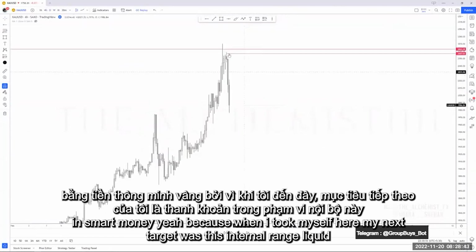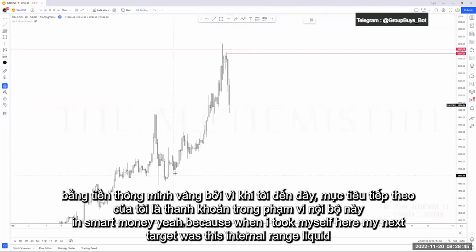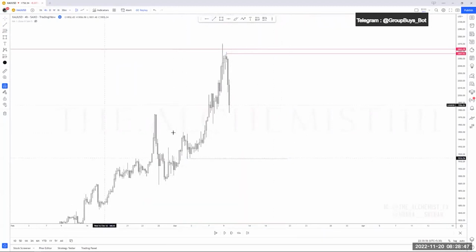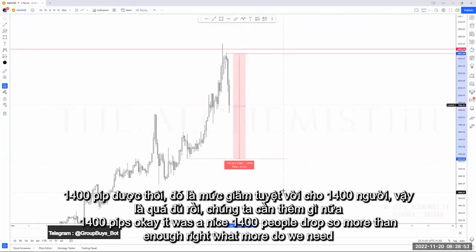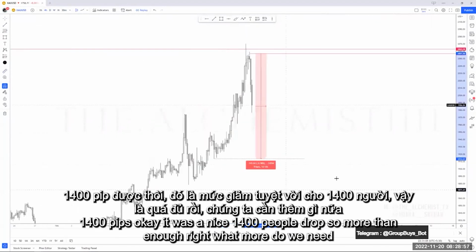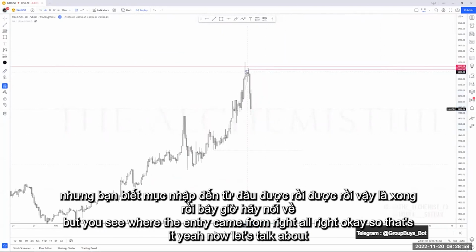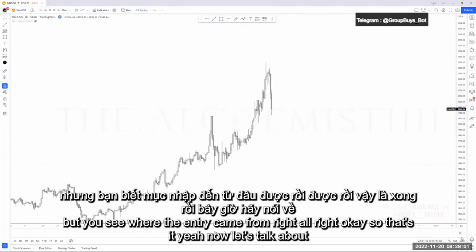Okay, so when I took my sell here, my next target was this internal range liquidity. You can check these entries out on my channel. From here to here, I held everything, 1,400 pips. It was a nice 1,400 pip drop. So more than enough, right? What more do we need? But you see where the entry came from, right? From right there. So that's that.